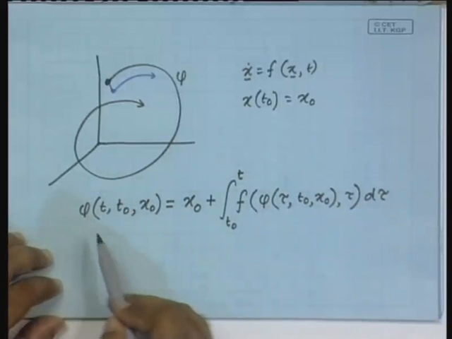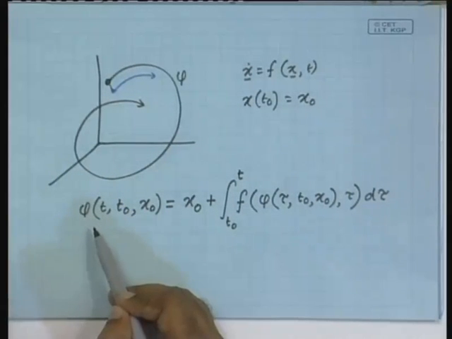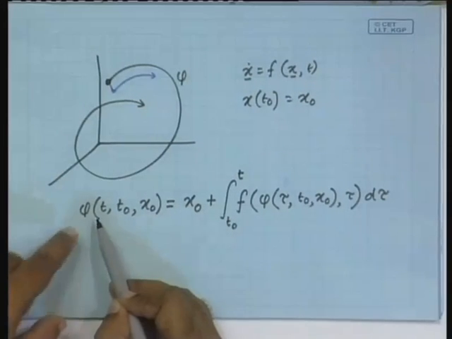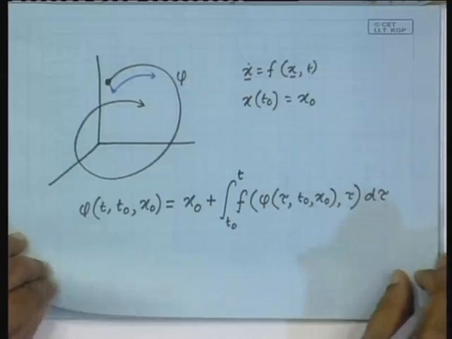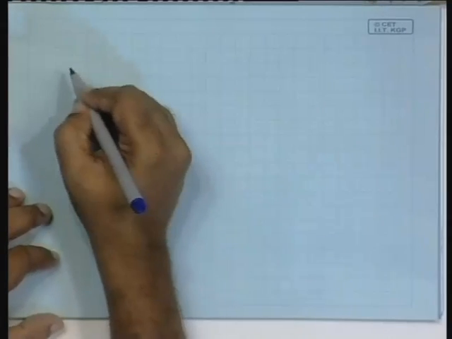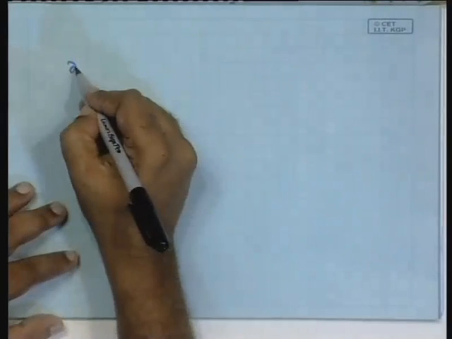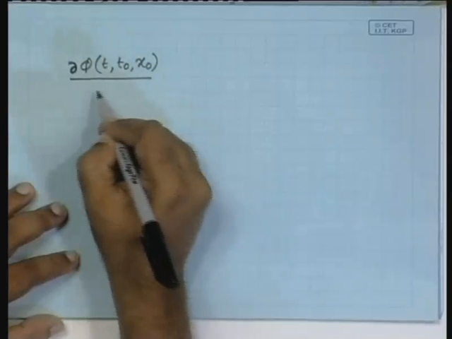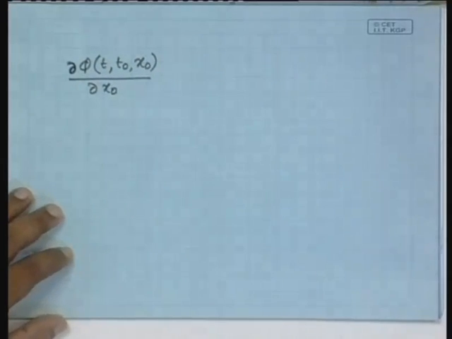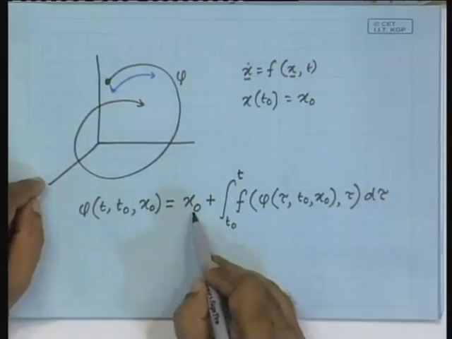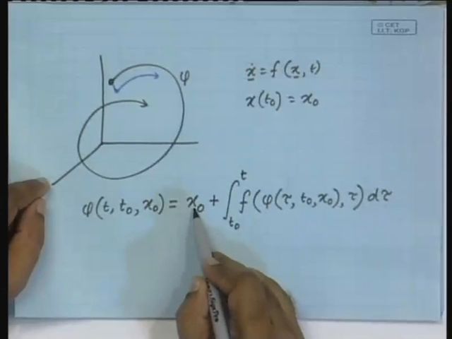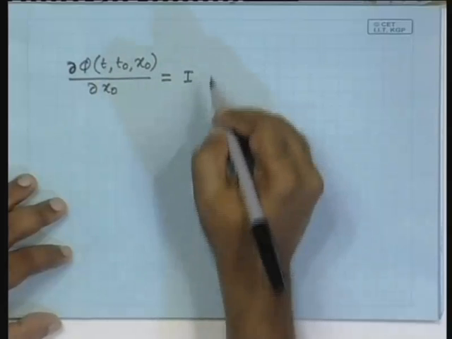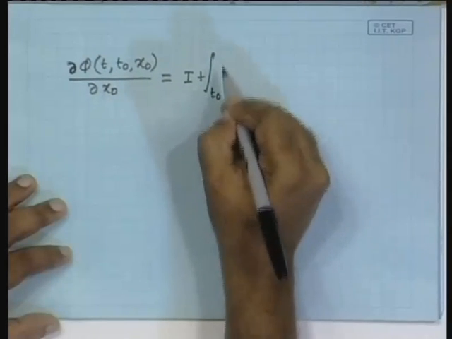So, in order to do that, this is the trajectory, and I am trying to ask the question, how sensitive is my trajectory here to perturbations of the initial condition? How will I quantify that? By taking a derivative of that with respect to x naught. Okay. So, we will take a derivative of this with respect to x naught. Now, the right hand side was x naught and I am taking a derivative with respect to x naught, but x naught is a vector. So, it will yield an identity matrix. So, this will be I, which is the identity matrix, plus integral t naught to t.